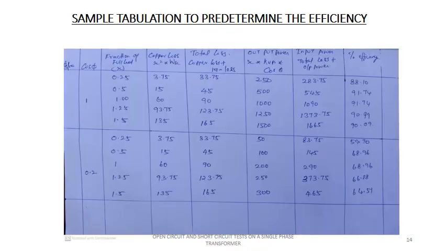This is the sample tabulation to predetermine the efficiency. This tabulation is done in our laboratory by the student at the time of experiment. This is all for your reference only.